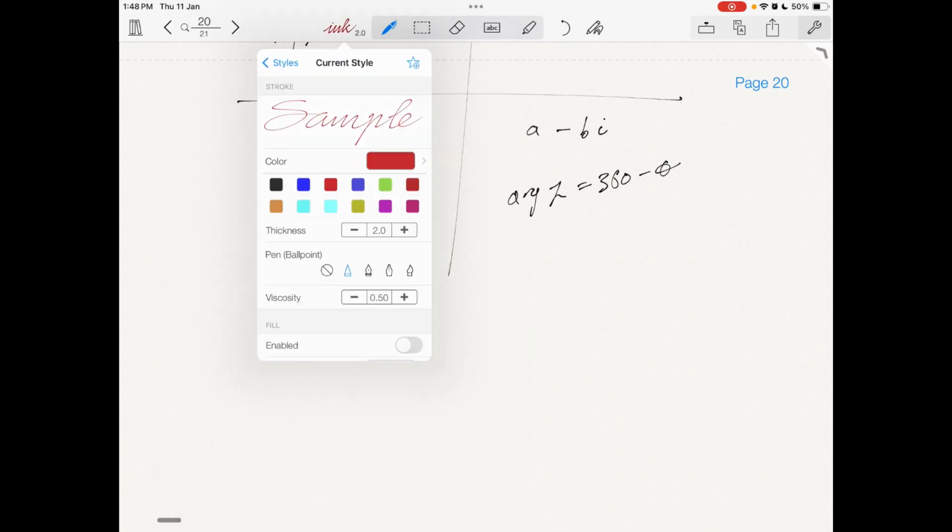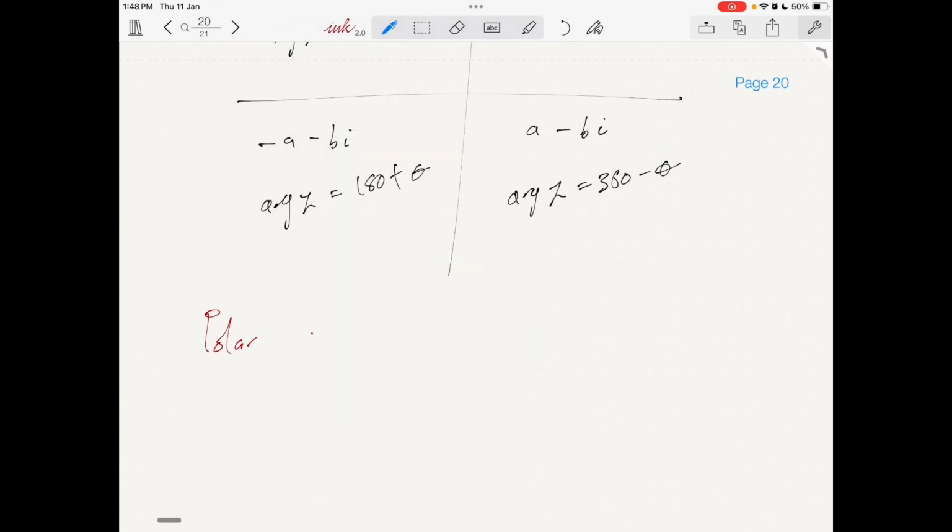Now, given we have a polar form, let's convert from polar to Cartesian. Now it is quite easy. Say for instance, we are given a question where Z is equal to 5.385 argument 158 degrees.